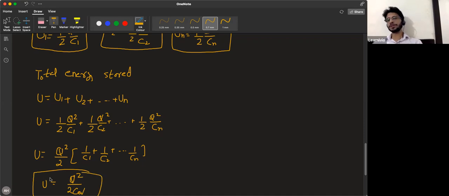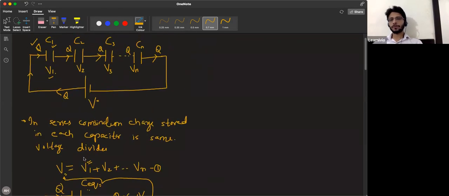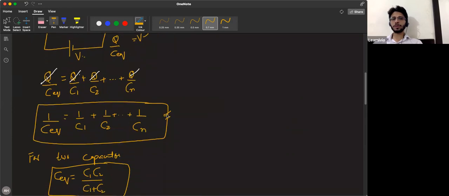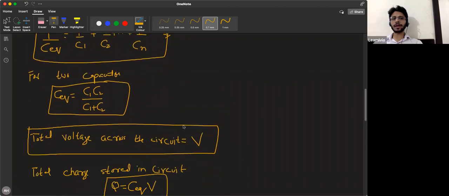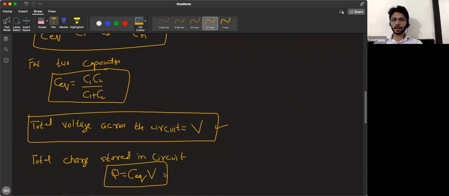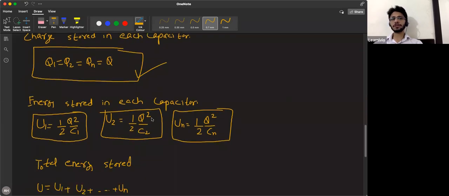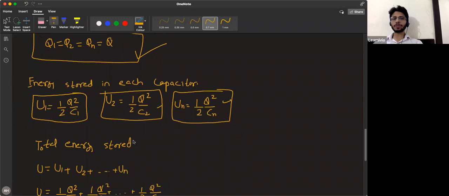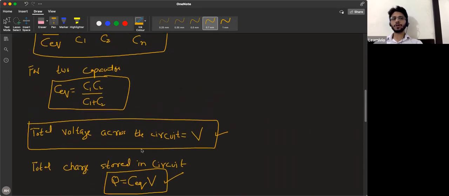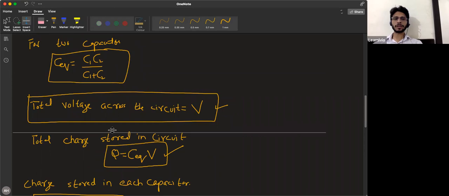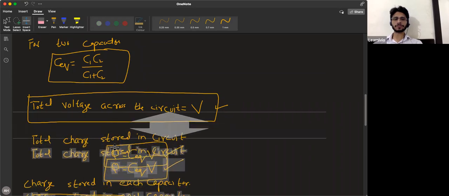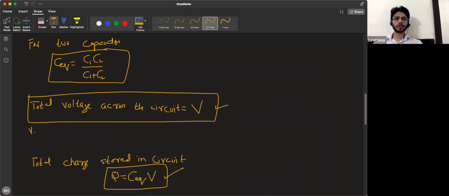So in numericals on series combination, the first part of the question will be to calculate equivalent capacitance. After that, you will calculate total voltage across the circuit, then total charge in the circuit, then charge stored in each capacitor, energy stored in each capacitor, and total energy stored in the circuit. You can calculate one more thing: you can even calculate voltage across each capacitor.